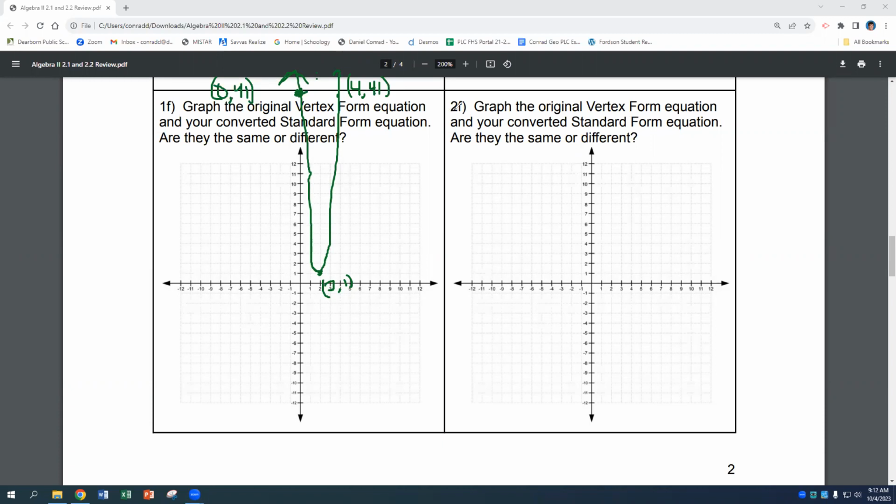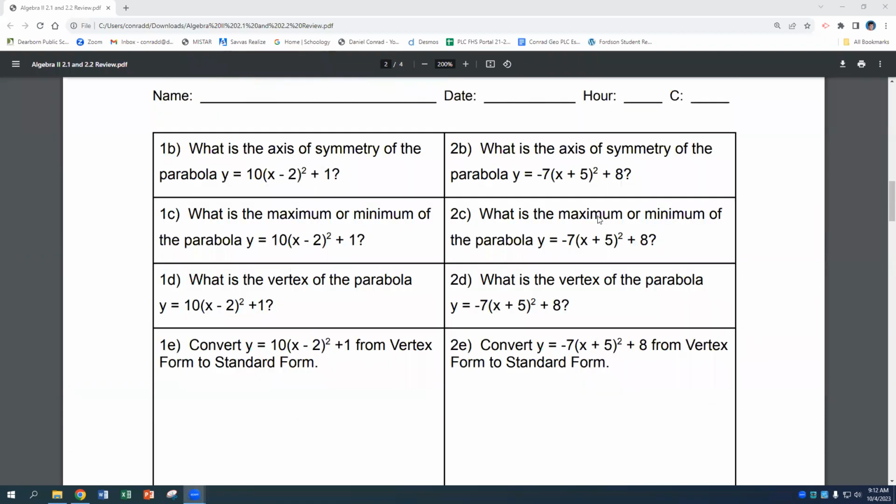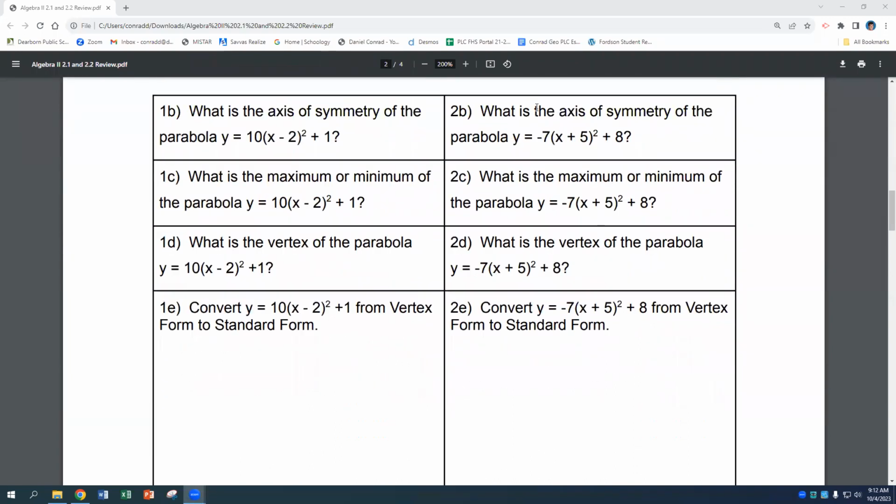All right, the second one. Let's look at the second one. Okay, again, I like to start with the vertex. So my vertex is going to be (-5, 8). This is h, and this is k. But remember, the equation is x minus h. So this is really x minus a -5. That's how you get a plus, minus a negative. So it's really -5, which means my axis of symmetry is x equals -5.